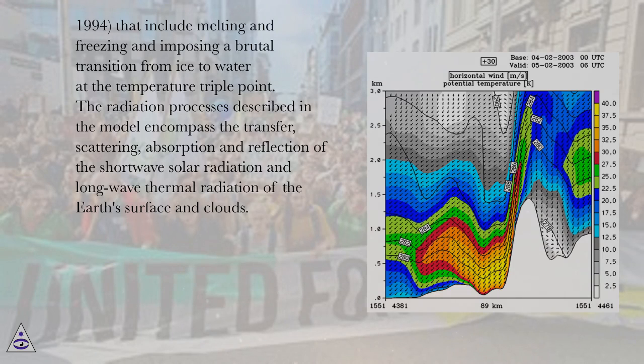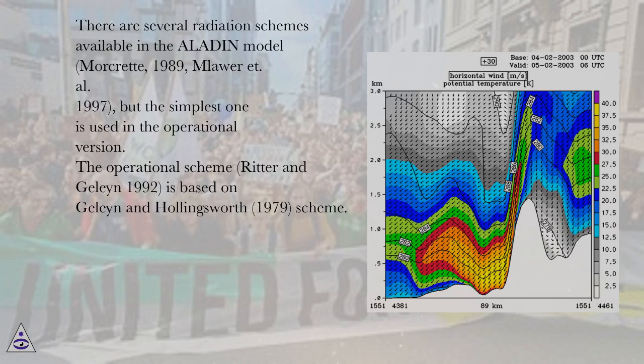The radiation processes described in the model encompass the transfer, scattering, absorption and reflection of the shortwave solar radiation and longwave thermal radiation of the Earth's surface in clouds. There are several radiation schemes available in the ALADIN model, Morkret, 1989, Lahr et al., 1997, but the simplest one is used in the operational version.